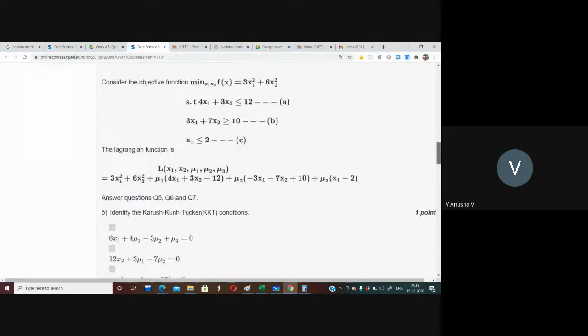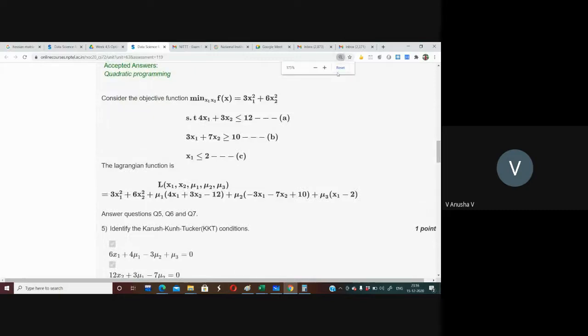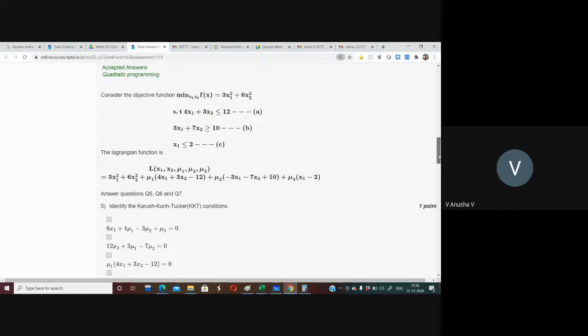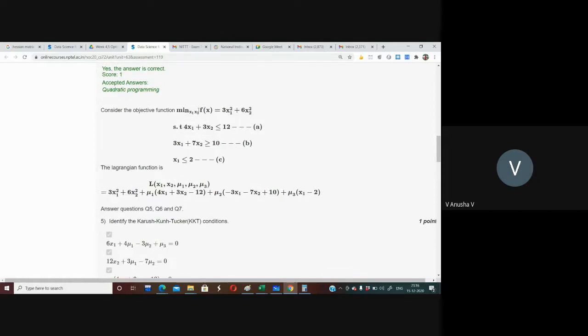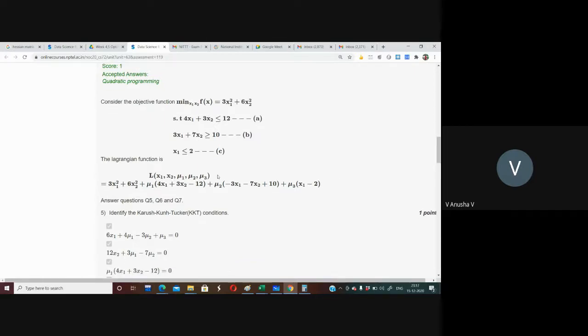So see this particular code here. In this question, they're saying that this function 3x1 square plus 6x2 square is the objective function, subject to this, there are three conditions given. Okay, and the Lagrangian function is also given. I already told you that it will be f of x plus, how many inequality constraints do you have? You have three inequality constraints. So it will be mu1 into 4x1 plus 3x2 minus 12.